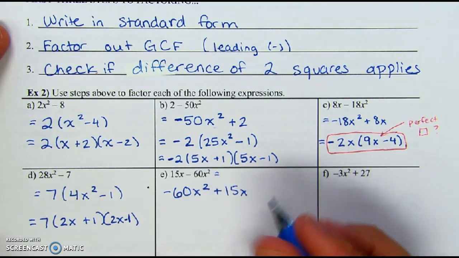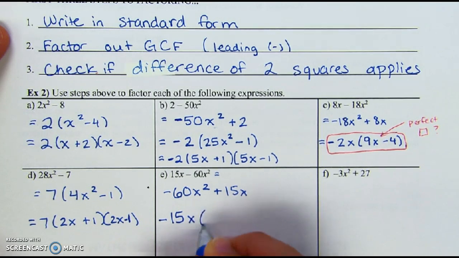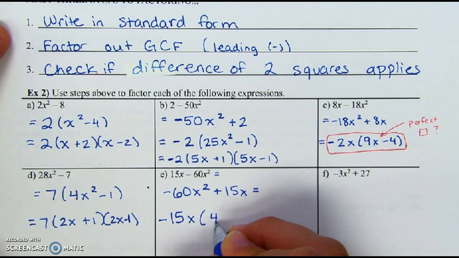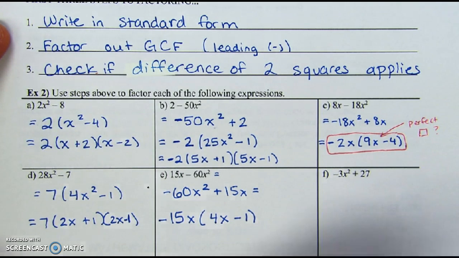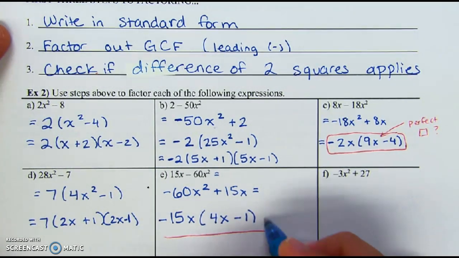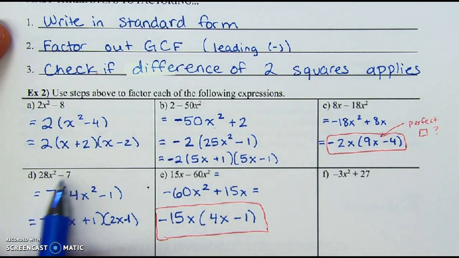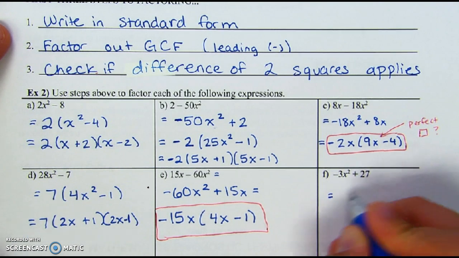Equals. Greatest common factor will be 15x. Negative 15 times what is negative 60? Negative 15 times 4. And I took out, there was an x in both of these, so I took one out. So I have 4x minus 1, but not a difference of 2 squares because we took one of the x's out. How come you didn't take an x out here? Well, there wasn't an x in both of them. Has to be common.